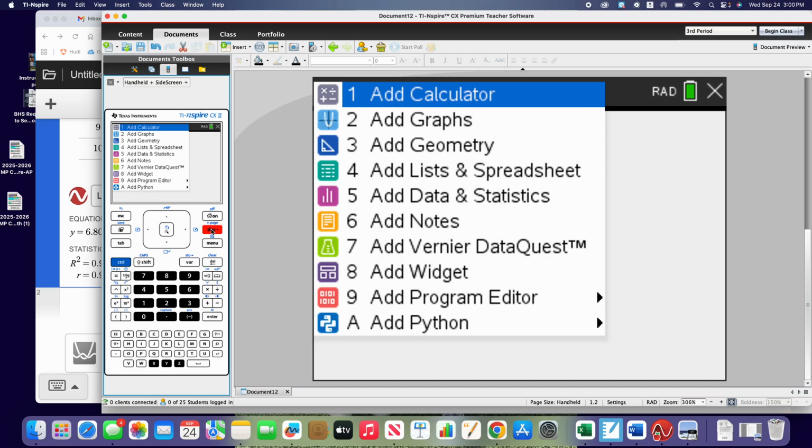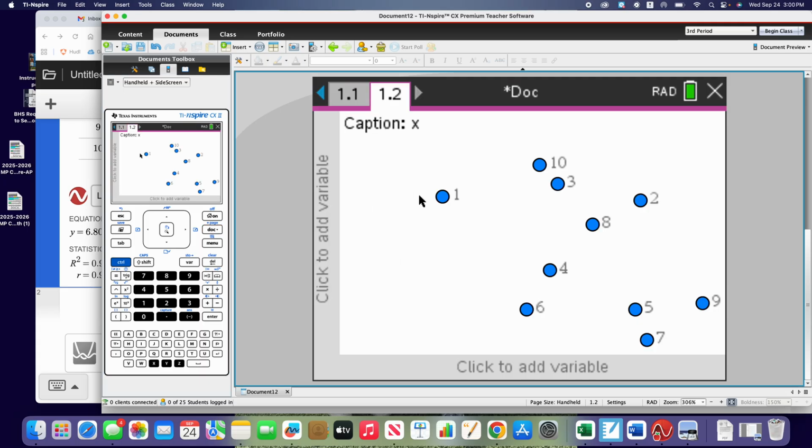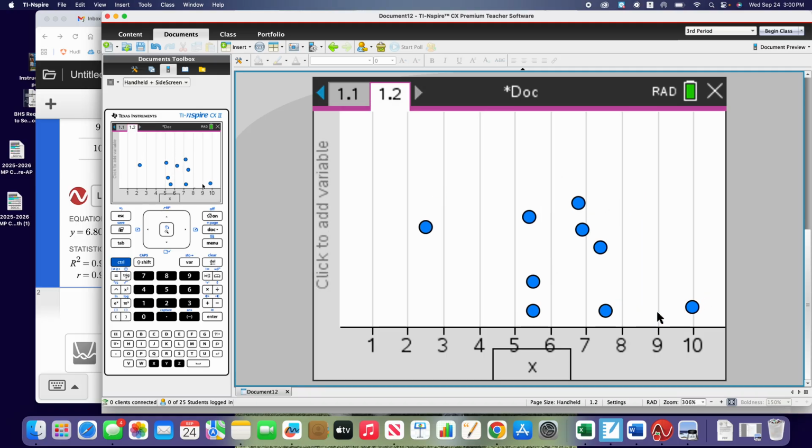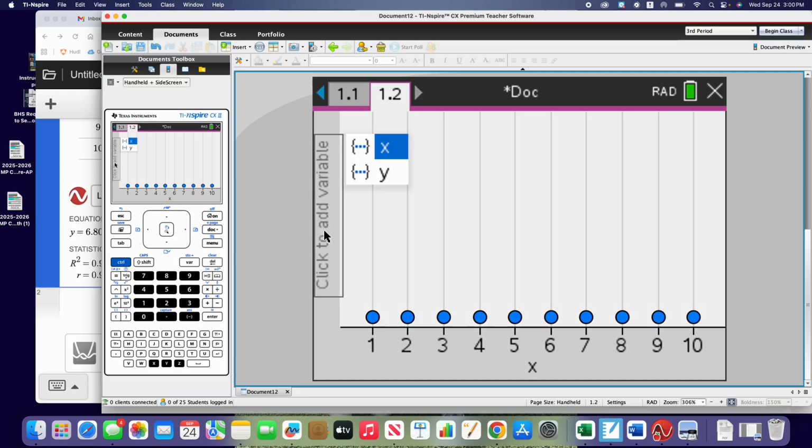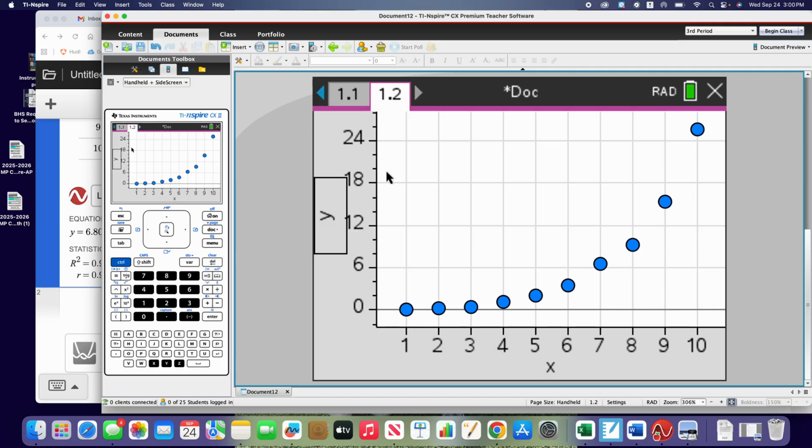Control doc to add a page. The page we want where the scatter plot is? Data statistics, good. Go down here to the bottom and click, and we're going to say that that's X. So it kind of regroups a little bit for me, and then I'm going to say this is Y. Okay? So there is my scatter plot.